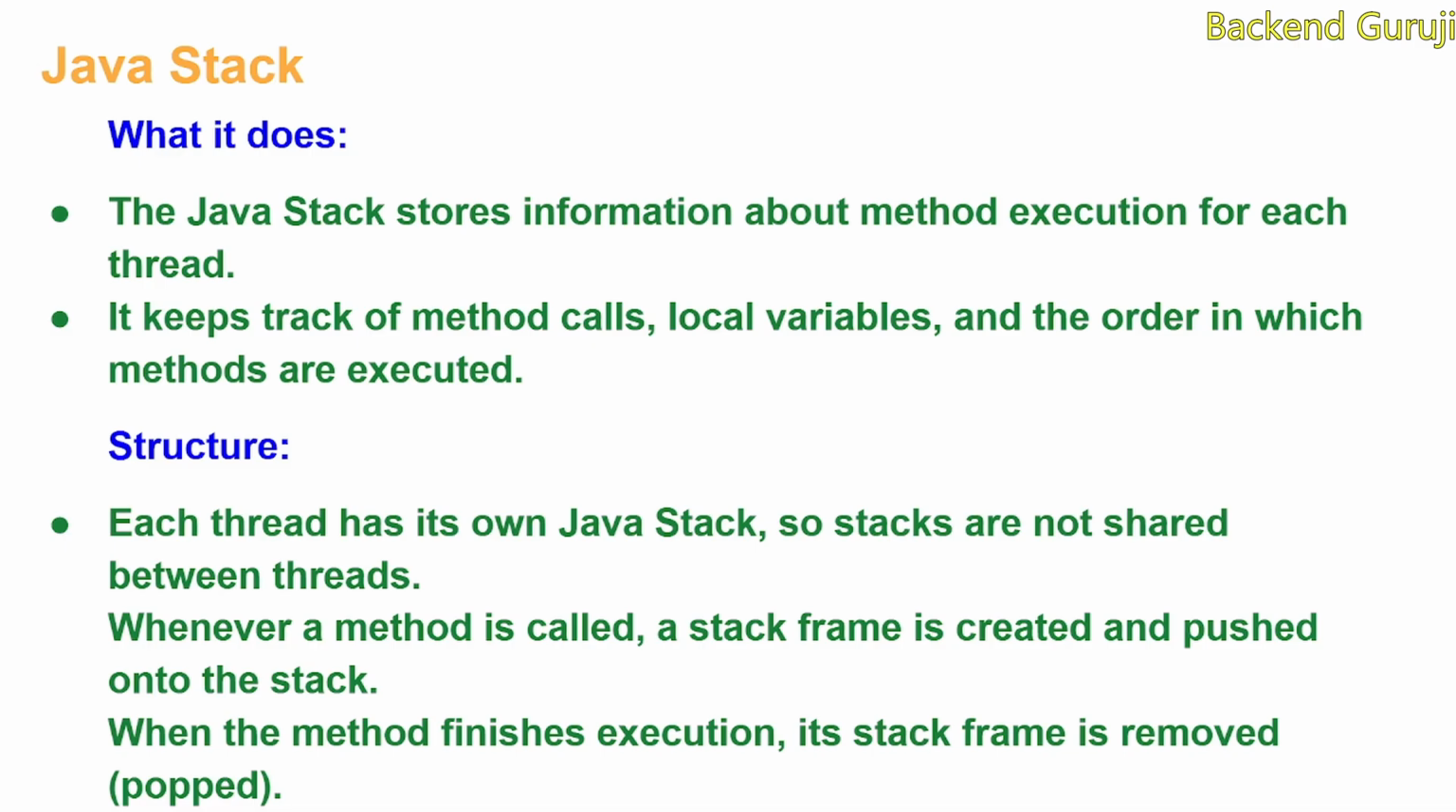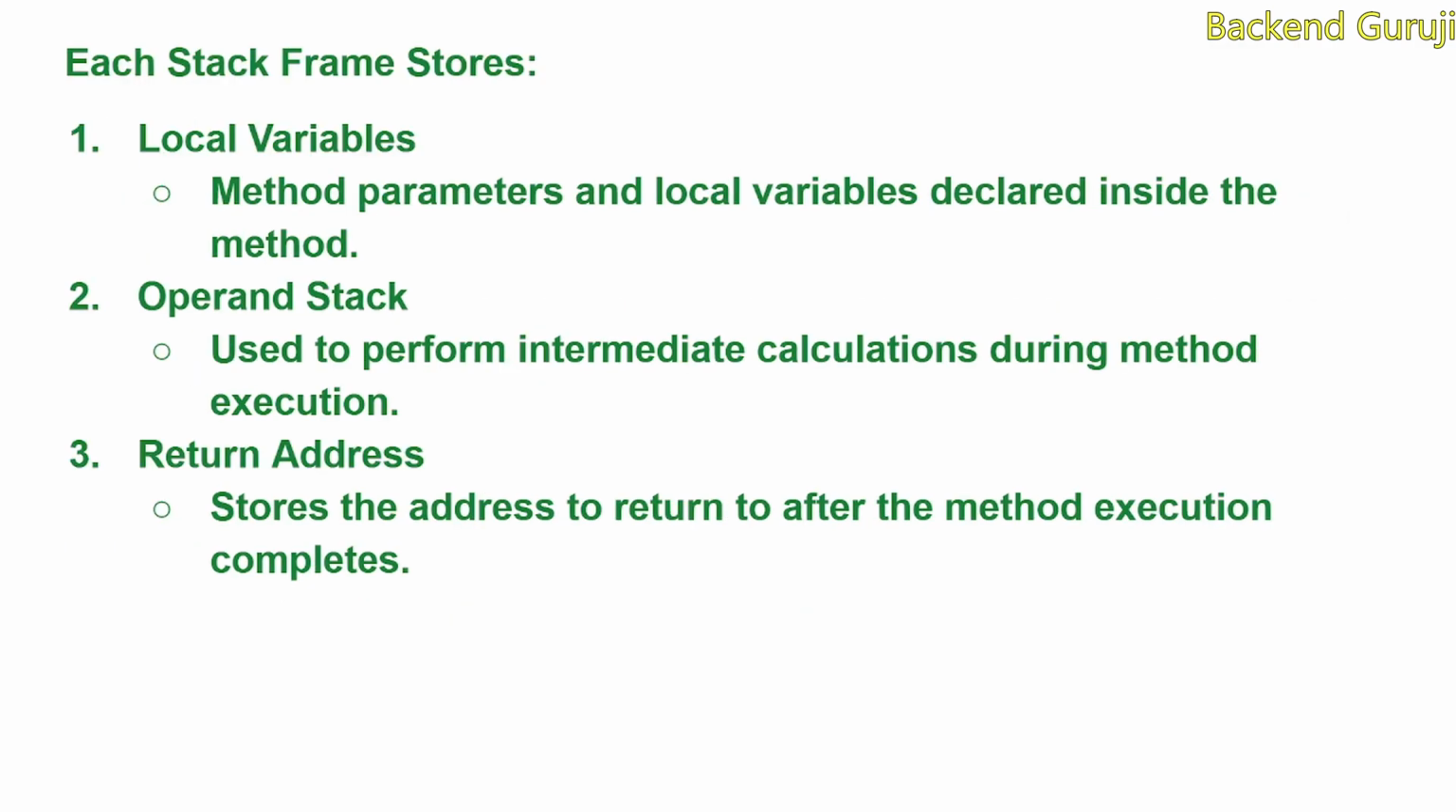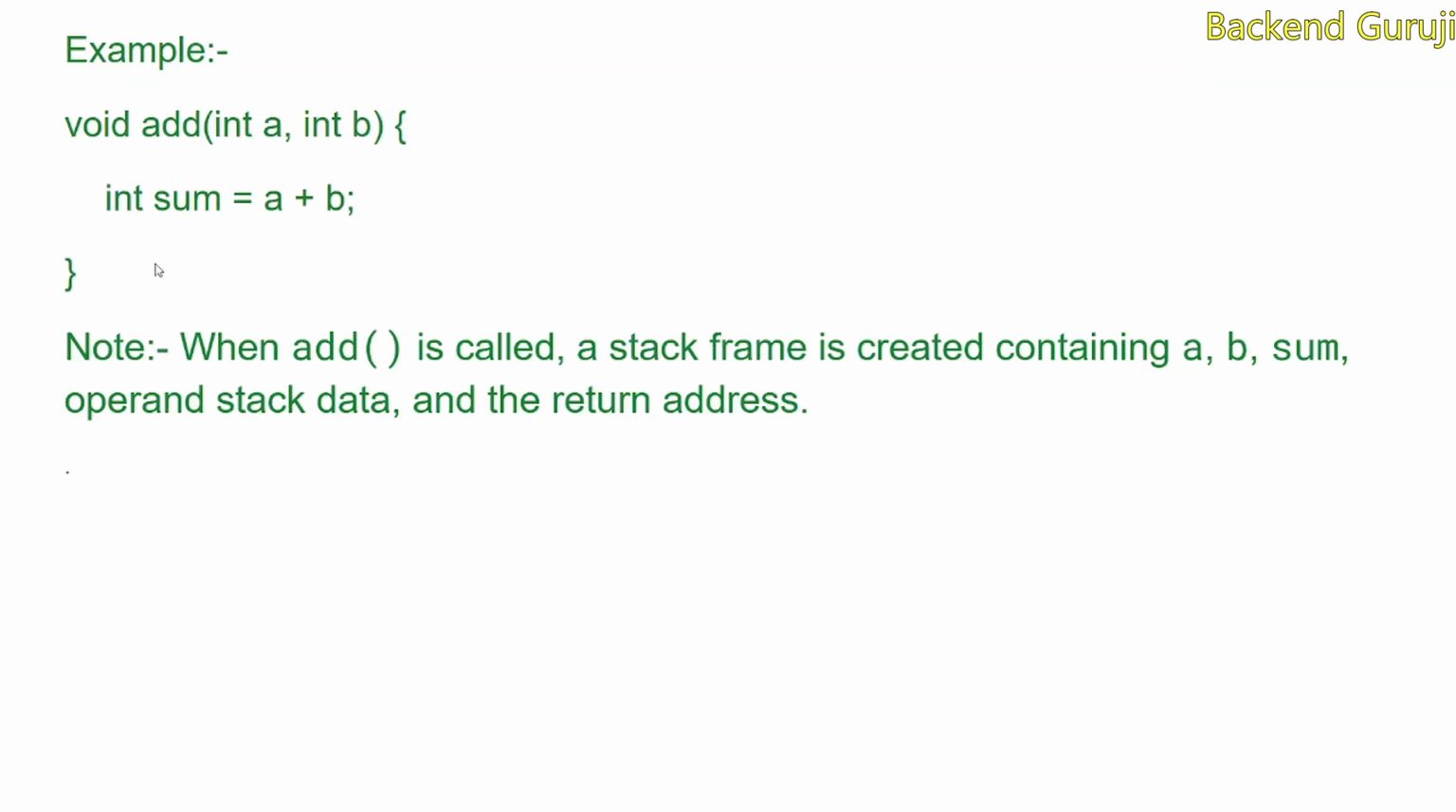Whenever a method is called, a stack frame is created and pushed onto the stack. When the method finishes execution, the stack frame is removed. Each stack frame stores local variables, the operand stack, and the return address. We need to give one example. You can see this is the add method, with a and b and sum. When the add method is called, a stack frame is created containing a, b, sum, operand stack data, and the return address.